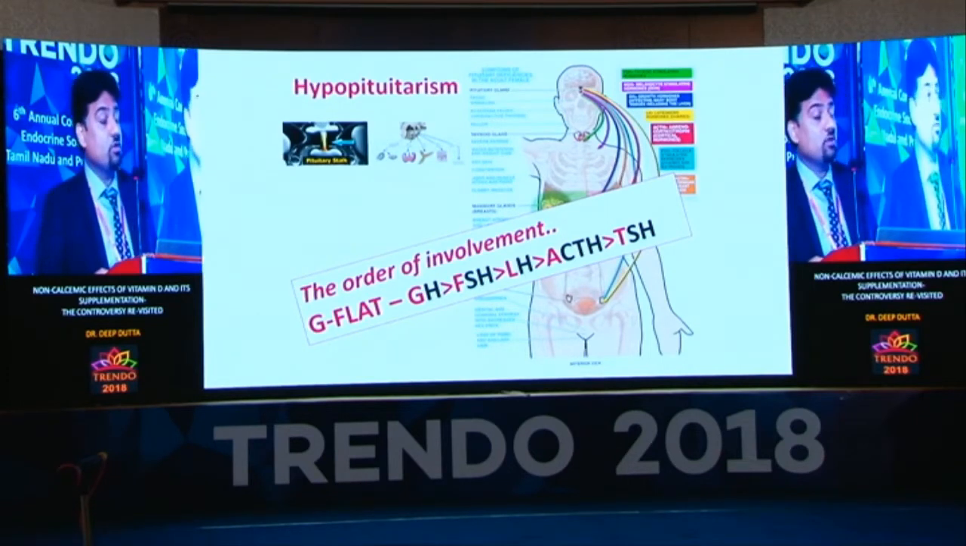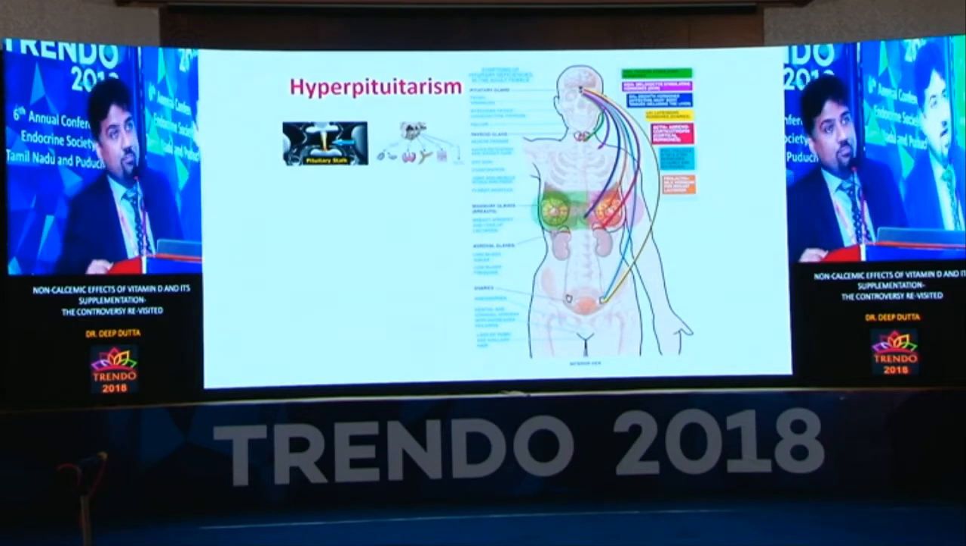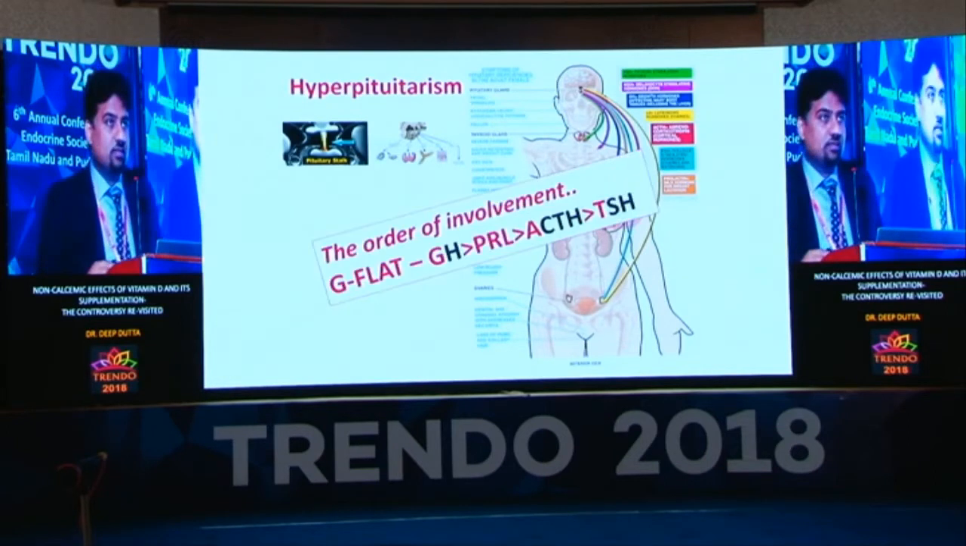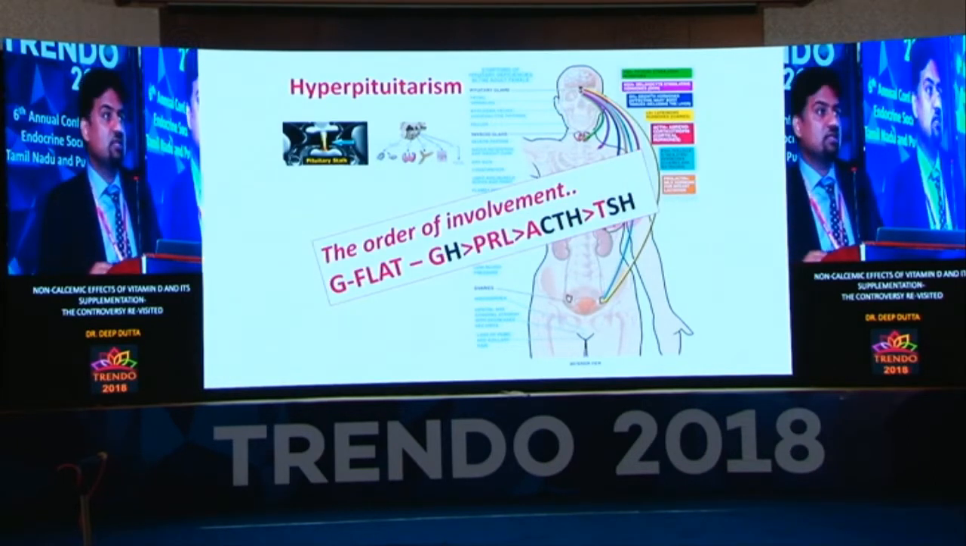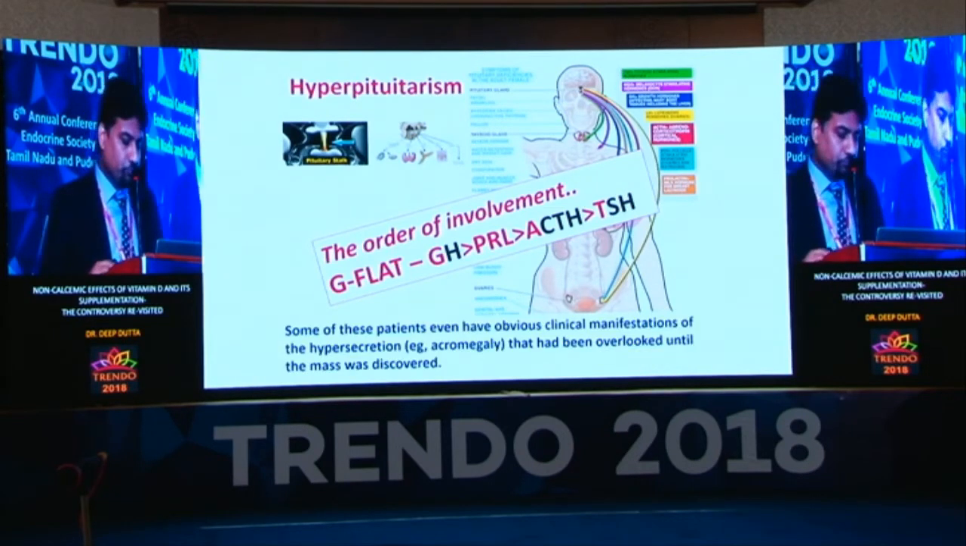As I mentioned before, about 30% of patients with pituitary incidentalomas can have hypopituitarism. When you talk of hyper-functioning pituitary adenomas, about 25% of pituitary incidentalomas may have excessive hormones, the most common being growth hormone and prolactin-secreting adenomas.